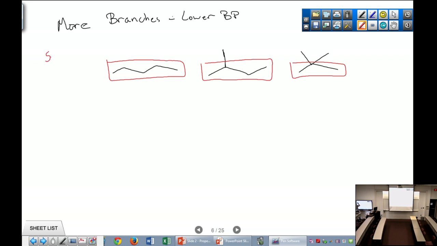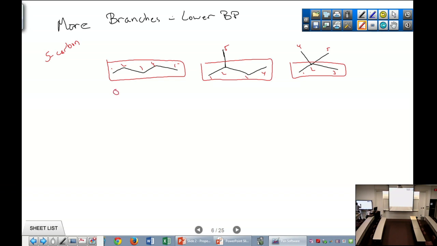All have 5 carbons. Right? 1, 2, 3, 4, 5. They all have 5 carbons. Okay, so they all have the same molecular weight, but this has 0 branches.